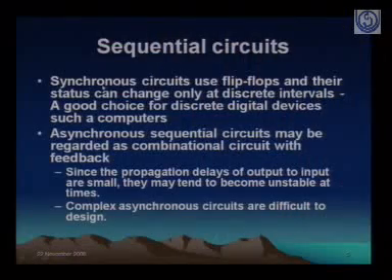Okay, now let's look into these definitions a little bit more. Synchronous circuits use flip-flops and their status can change only at discrete intervals, right? At discrete intervals, okay? A good choice of discrete digital device such as computer. So what we primarily focus on in computer is synchronous circuits using flip-flops.